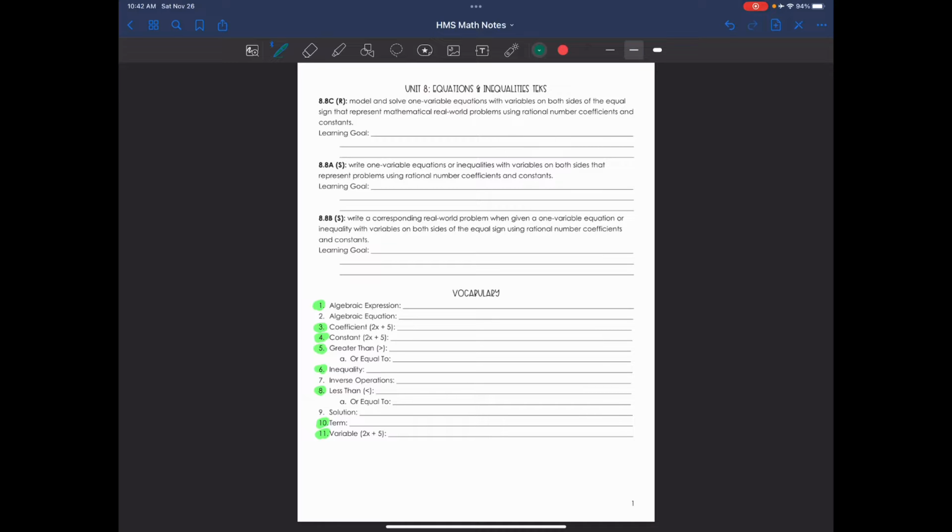We're not actually going to fill out any of the top part, the 8.8C, 8.8A, or 8.8B, because this is a 6th and 7th grade review. But we do have a lot of vocab in hopes to trigger our brain into remembering all the things that we have learned in the last 2 years. So let's start with what an algebraic expression is.